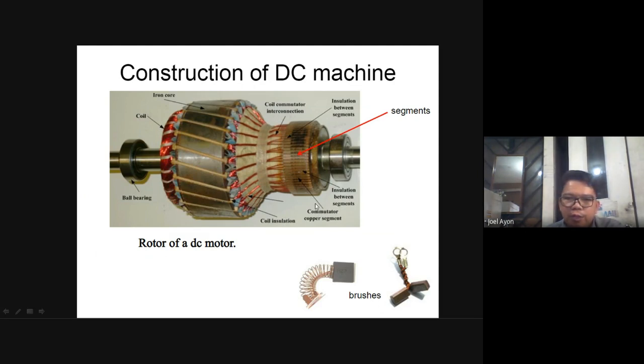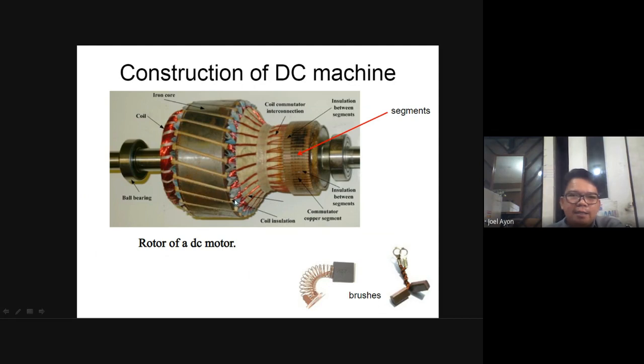The commutator is made of copper segments, with insulation in between the copper. Have you seen the armature? Who among you has seen an armature? None yet. So nobody has seen an armature in actual. Basically, this is the form of the armature.